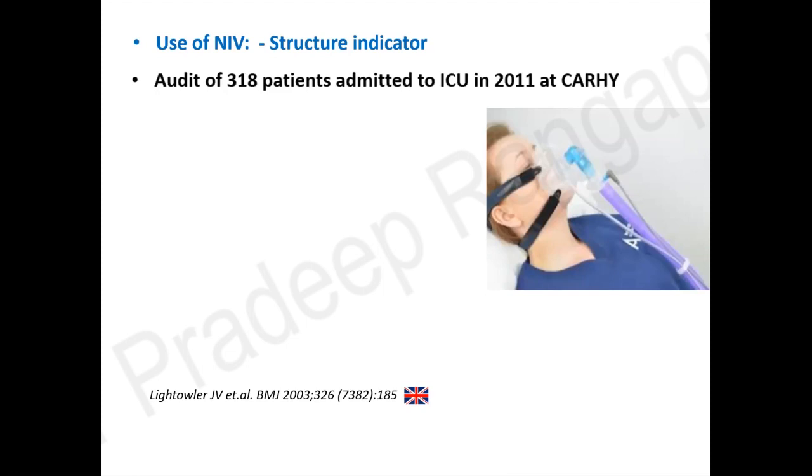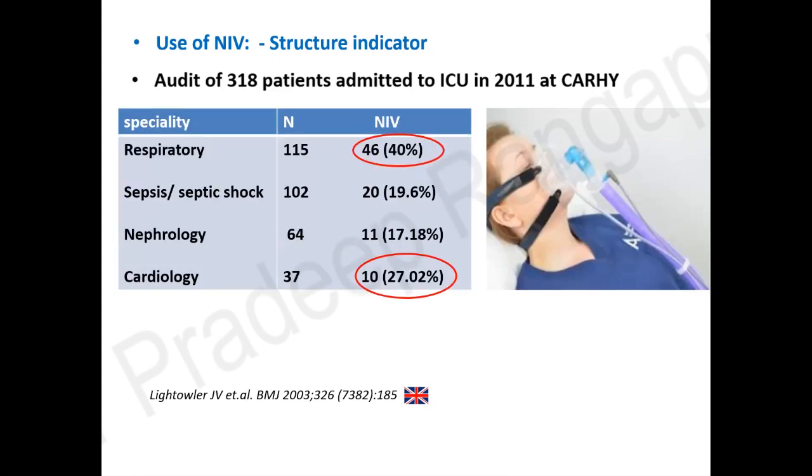And this is the study we did in our hospital in 2011 to see how was the usage of NIV. And we found in respiratory, we used NIV for 40%, and in cardiology, we used for 27%. As I said, this is a structure indicator. The benchmark is 95% of the COPD patients who come with exacerbation, they should not be intubated.